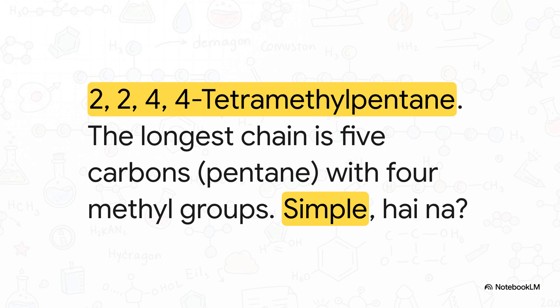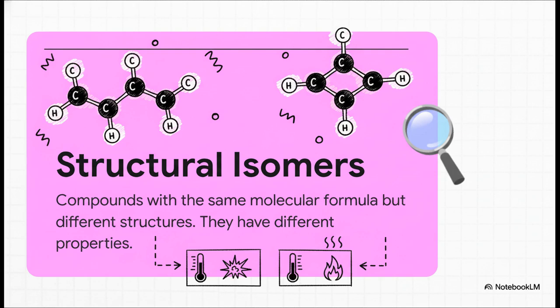The correct answer is 2,2,4,4-tetramethylpentane. See, it wasn't so bad. If you draw it out, you'll find the longest chain has 5 carbons, which makes the parent pentane. And then you have 4 methyl groups as branches. 2 of them are on carbon number 2, and the other 2 are on carbon number 4. Simple, right?